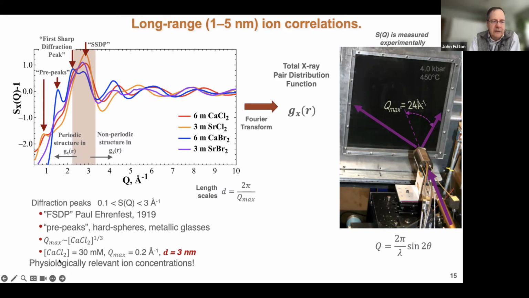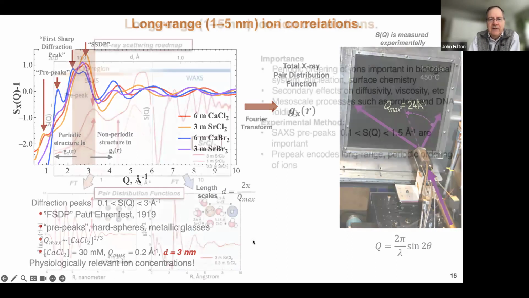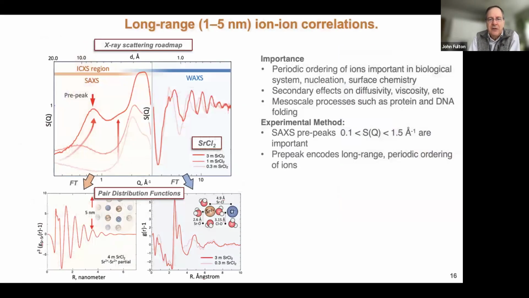I note that for calcium chloride at 30 millimolar, this is a physiologically relevant concentration. We see a pre-peak there at 0.2 reciprocal angstroms, which corresponds to a length of about 3 nanometers. Looking at this in a little bit different view here.